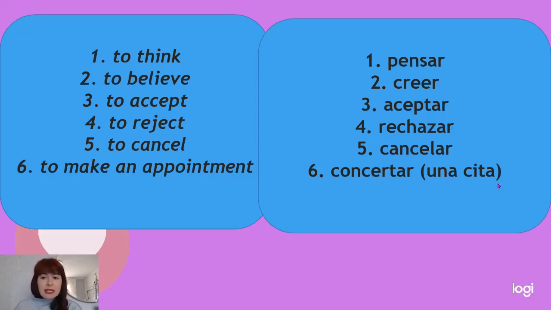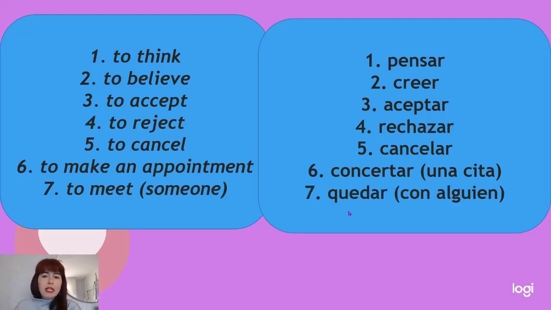But pay attention because cita has a meaning of an appointment with the doctor, but also a date. So here in this situation, it would be understood as an appointment, okay? But if you say, I have a date, tengo una cita, it will be understood depending on the context that you have a rendezvous with someone. To meet someone, a friend, for example, you're going to say quedar con alguien in Spanish. Okay, this is very general.